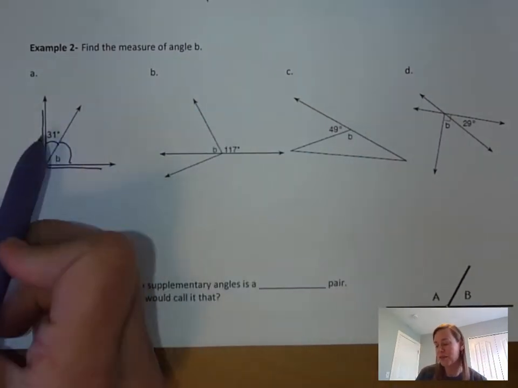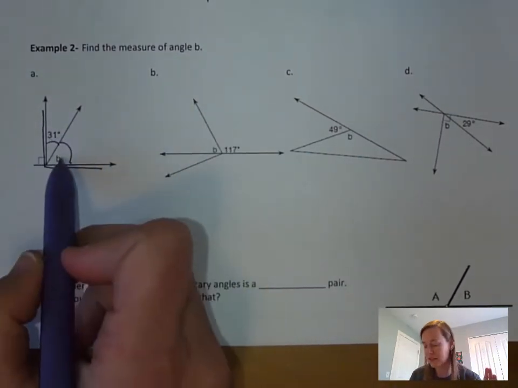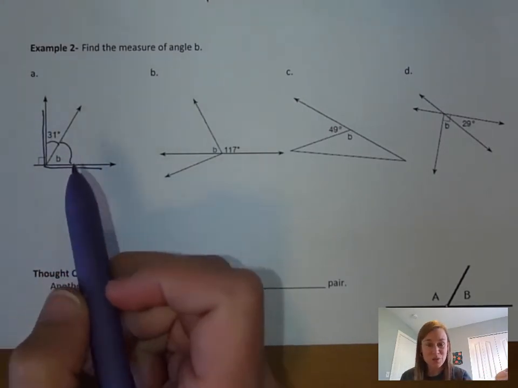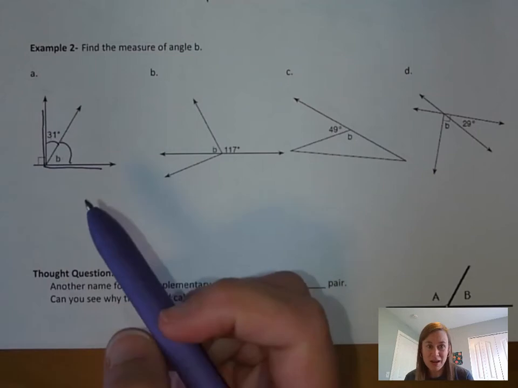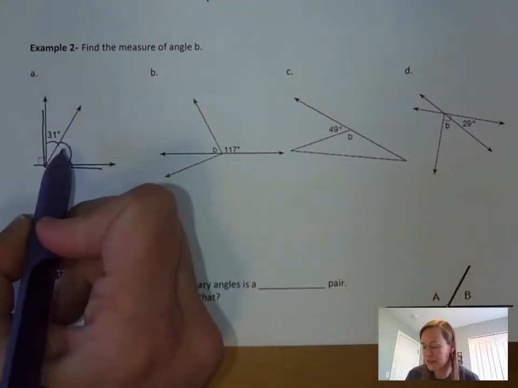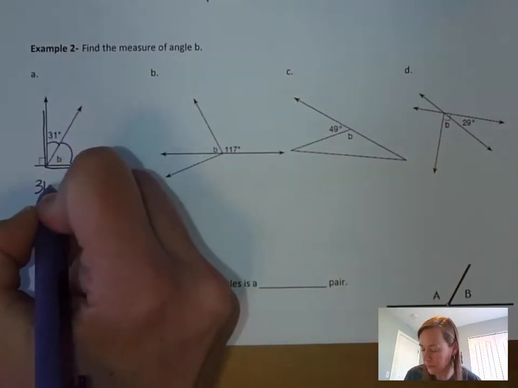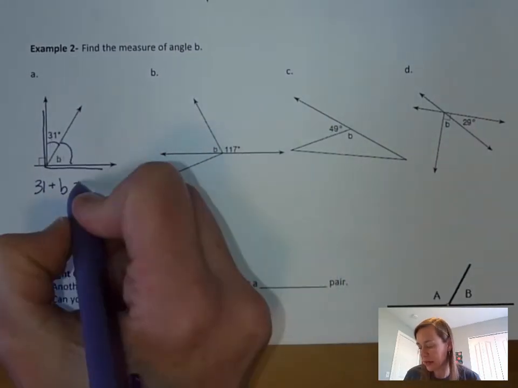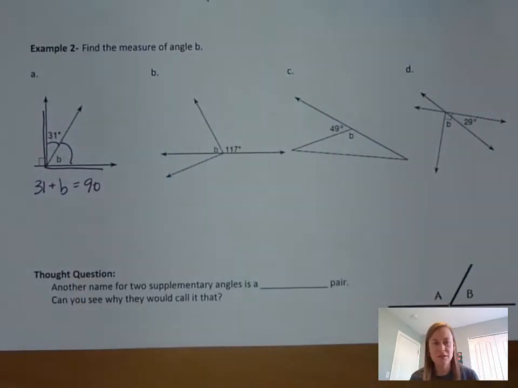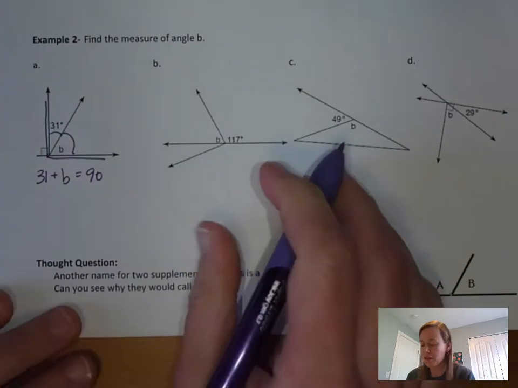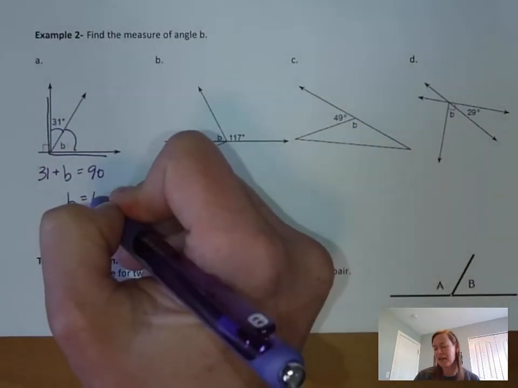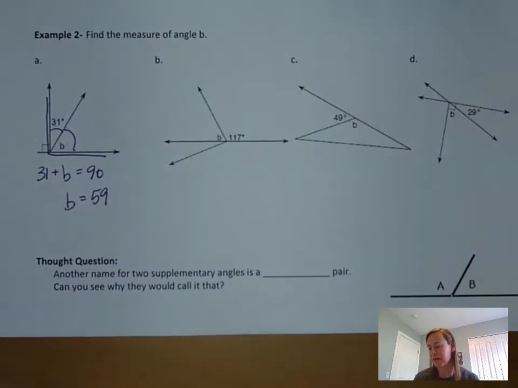So if we know that this angle plus this angle equals a 90-degree angle, in other words, 90 degrees, let's just write out what we just said, but let's write it out as an equation. Okay, we said this angle plus this angle, so 31 plus, we're going to call it B, they're going to equal 90 degrees. So, hey, there's our equation. Now all we would have to do to solve it, you're going to subtract 31 from both sides. What are you going to get? 59, I believe. There we go.